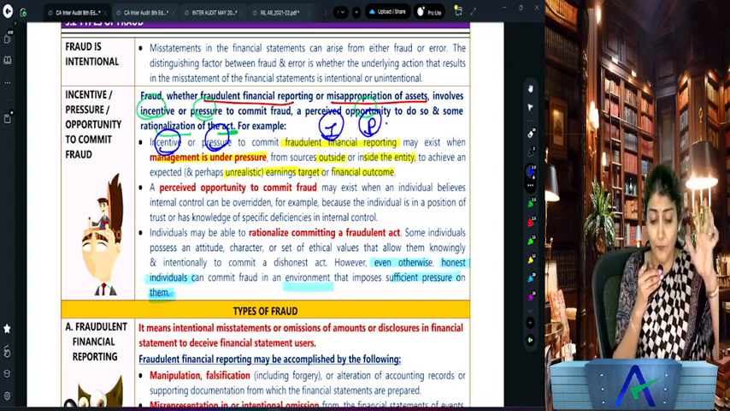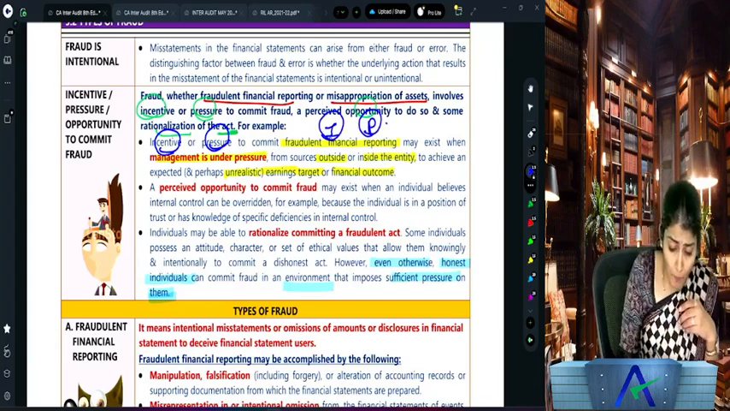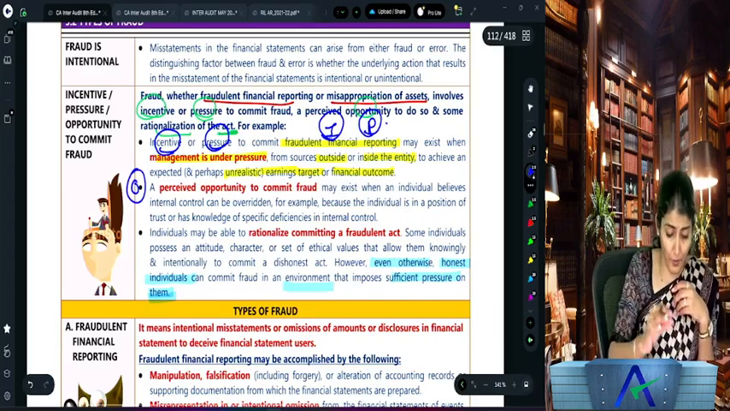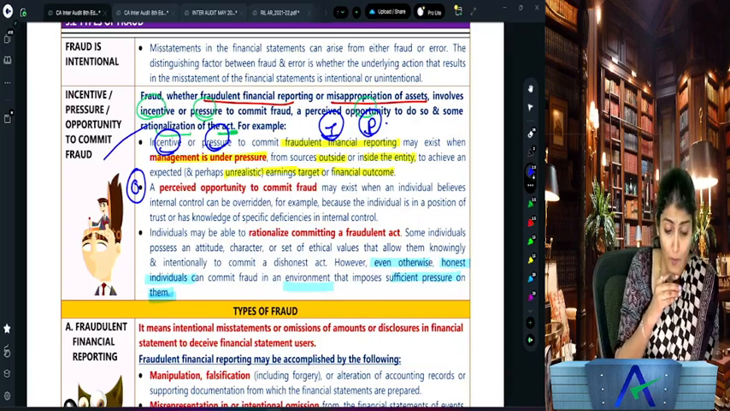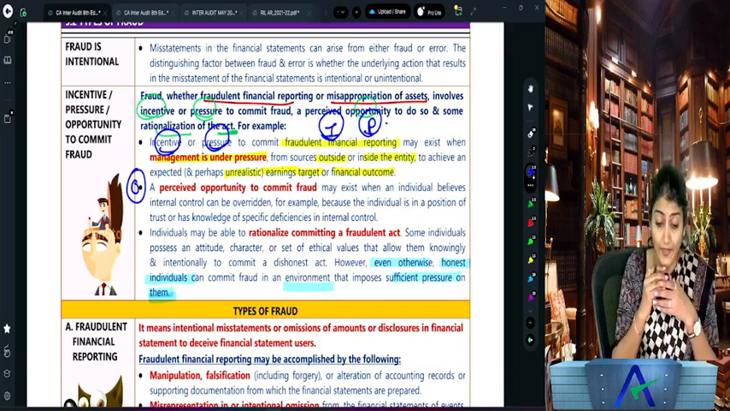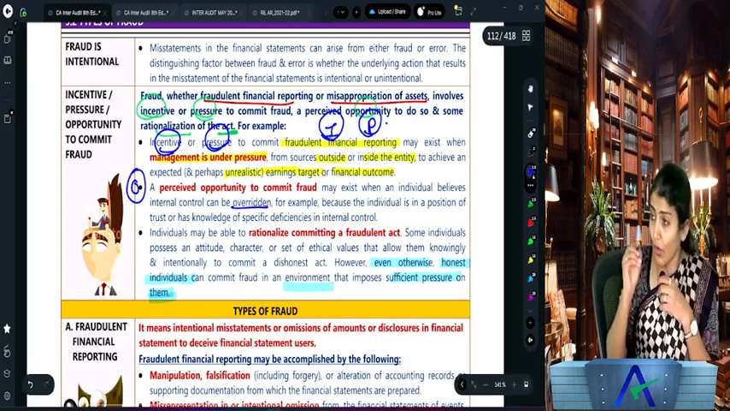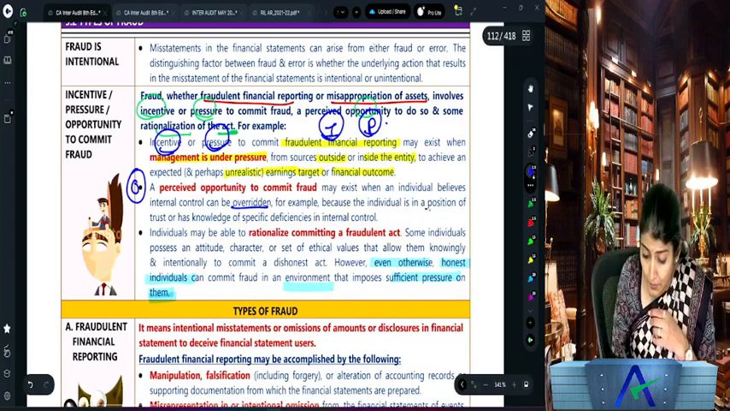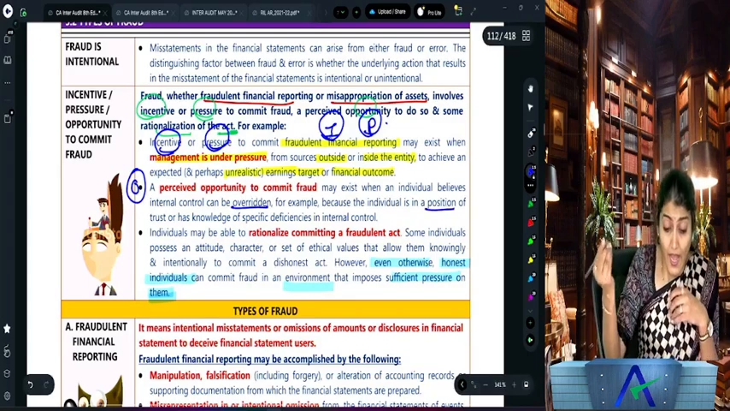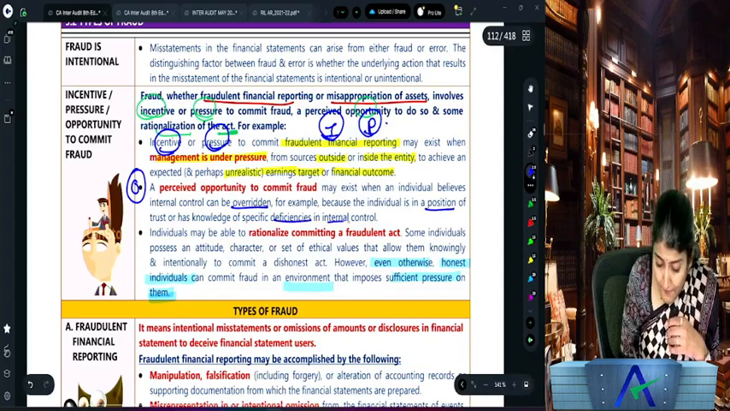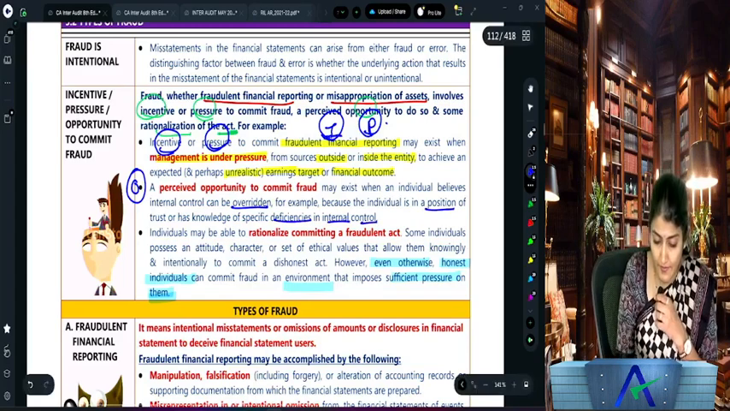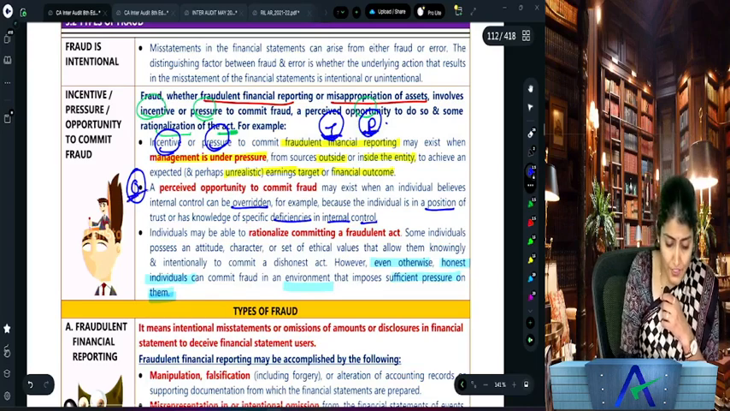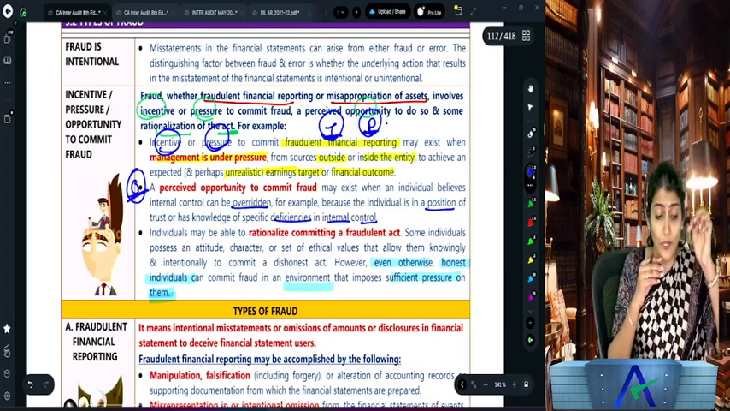Then after that, a perceived opportunity to commit a fraud. A perceived opportunity may exist when an individual believes that internal controls can be overridden. Why? Because the individual is in a position of trust and has knowledge of the specific deficiencies in the internal control. So there is an incentive, there is a pressure, or there is an opportunity to commit a fraud.